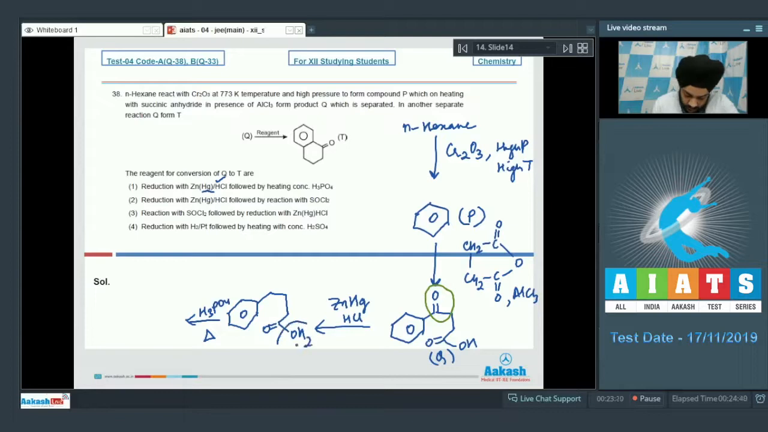H2O will leave and the acyl carbocation will be formed over here, which will then attach to the ring. So students, we are going to have the formation of the given compound T from the first option itself. So students, for question number 38, we have to mark the correct answer as option 1.